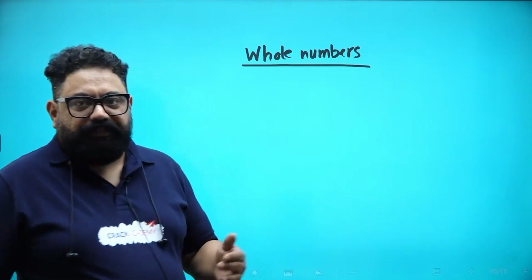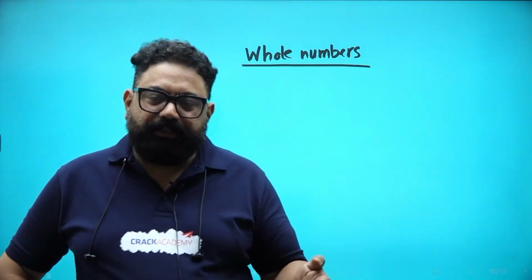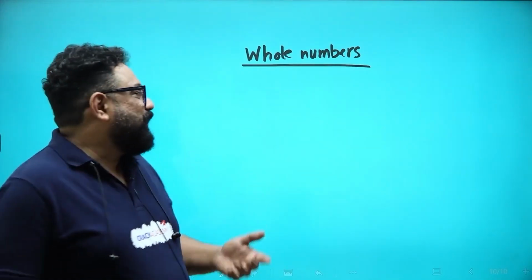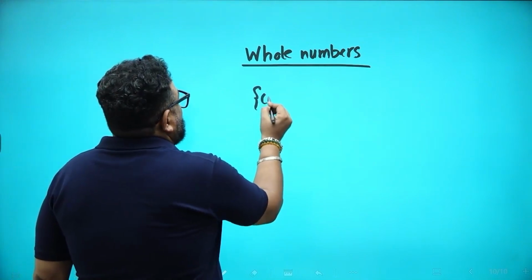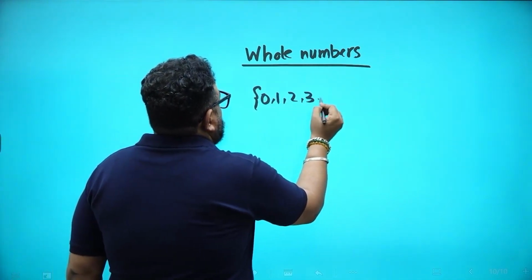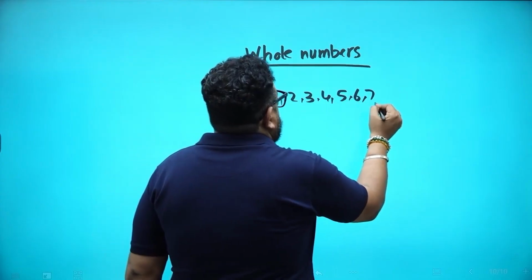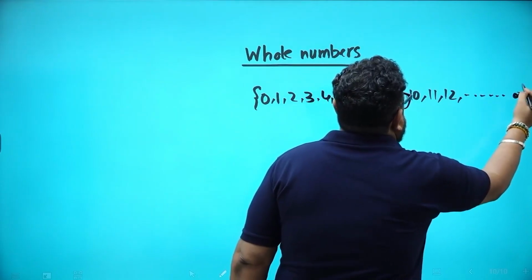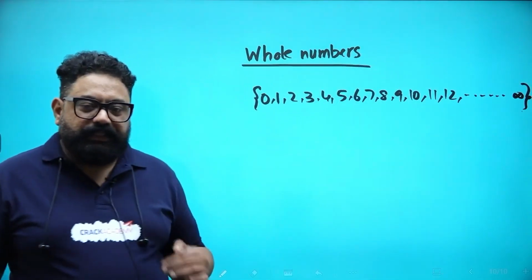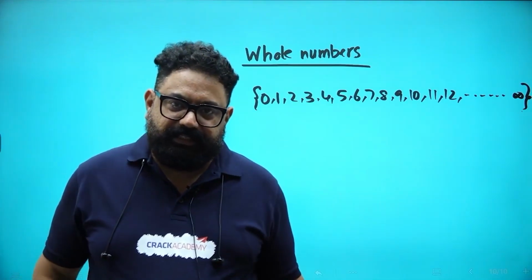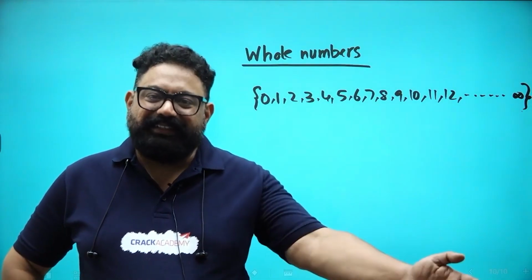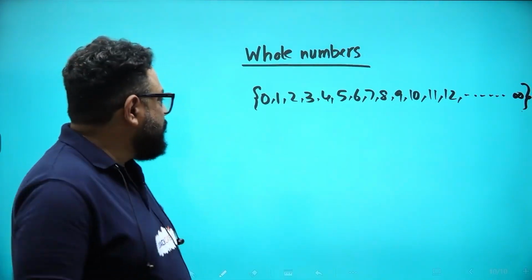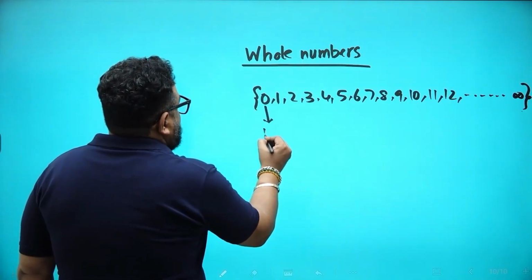Now we required counting. What else do we require? We require 0. So what are whole numbers? To natural numbers, you add one more element, 0. 0 was invented by an Indian mathematician named Aryabhatta. What does 0 represent? 0 represents nothing.